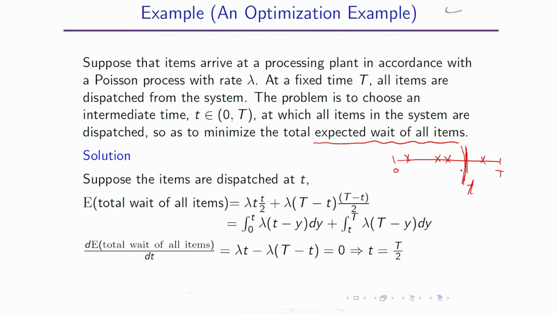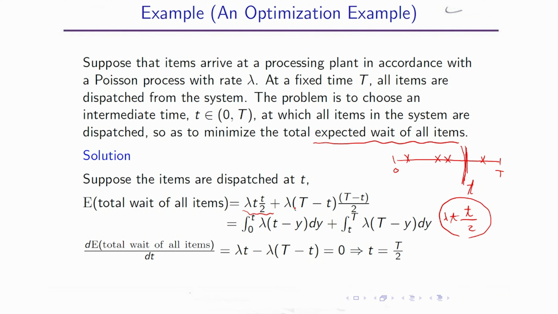So basically, we know that the wait time of the items within 0 and little t should be on average t over 2, right? And how many items can arrive between 0 and little t? That would be lambda t. So on average, that would be the total waiting time, right? So lambda t times t over 2. That is before little t. And how about after little t? I mean from little t to capital T.